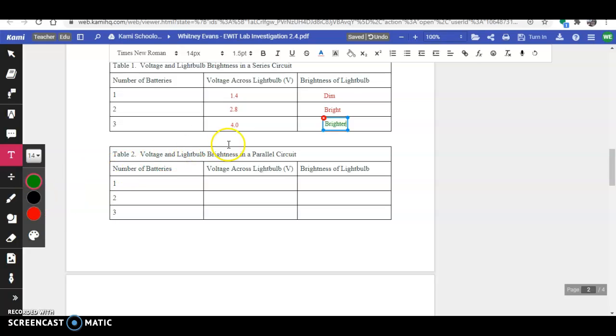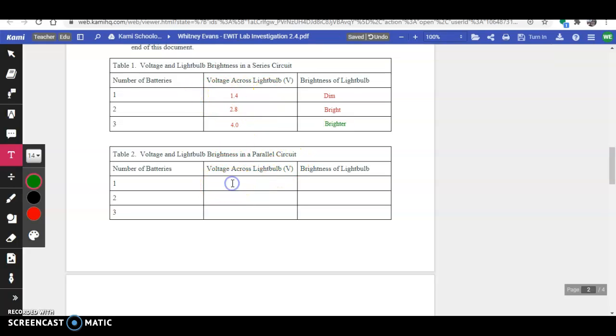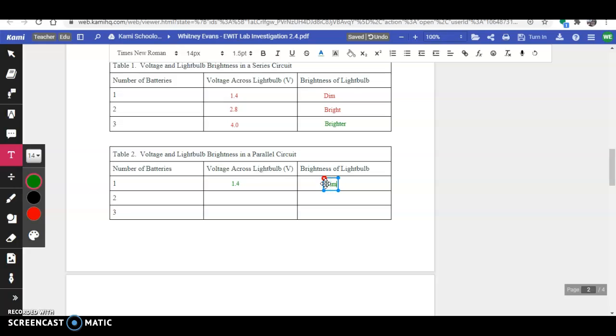However, we looked at the parallel circuit. So again, just one light bulb is going to have a voltage of 1.4, and the brightness was dim. Oh, I accidentally changed this color when I changed to green. So there we are, red again. So green, sorry, I paused there. Shouldn't have done that.